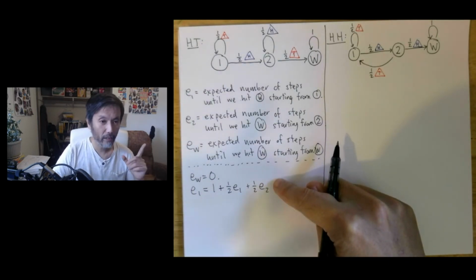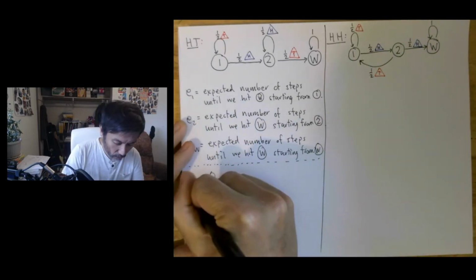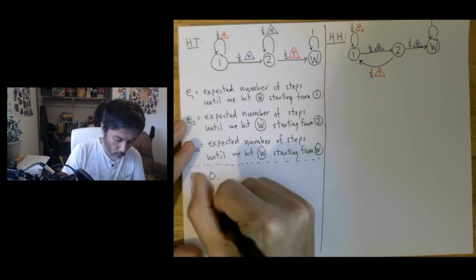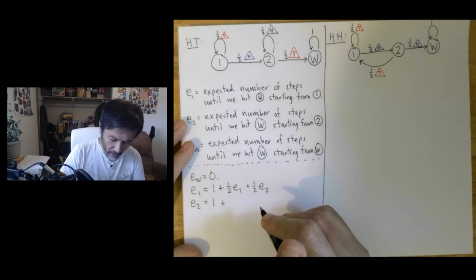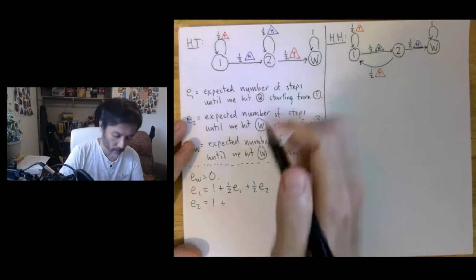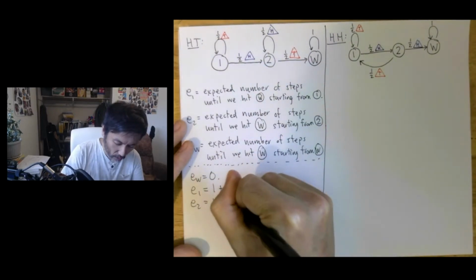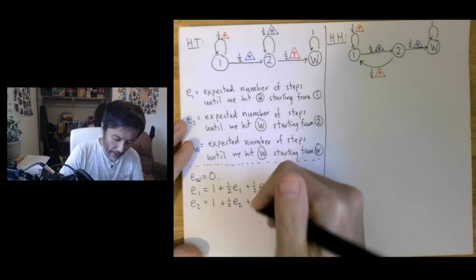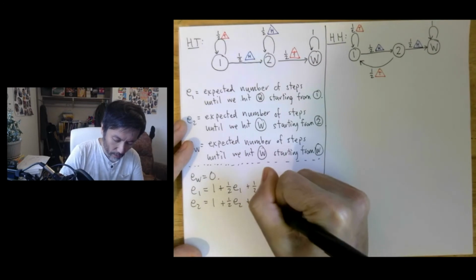And finally, let's write an equation for E2, which is very similar. E2 is equal to 1 plus, let's see. Well, so half the time we stay in state 2. So that's 1/2 E2 plus 1/2 EW.